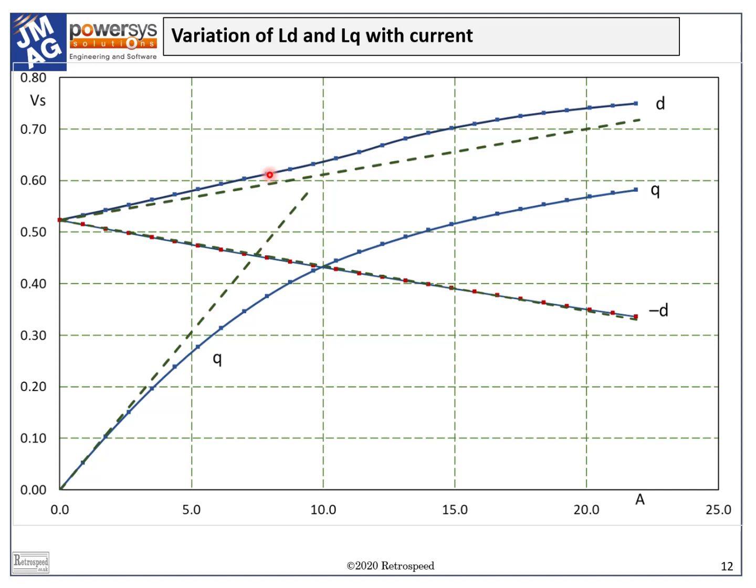In the q-axis, the flux linkage current curve starts with a large slope, the unsaturated q-axis synchronous inductance Lq. But as the q-axis component of current increases, it flattens out rather quickly, showing that the q-axis magnetic flux path saturates quickly, much more so than in the d-axis.